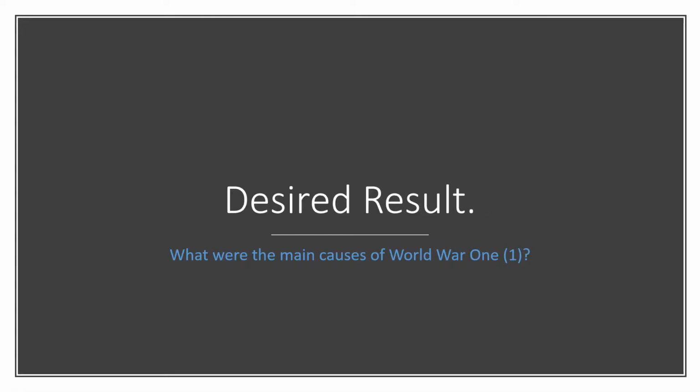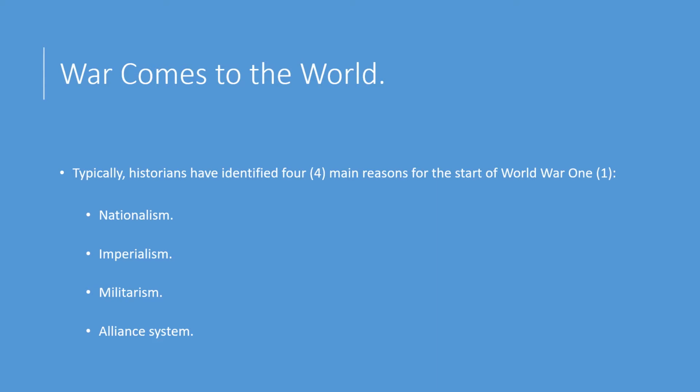So war comes to the world. Typically, historians have identified four main reasons for the start of World War One: nationalism, imperialism, militarism, and the alliance system.